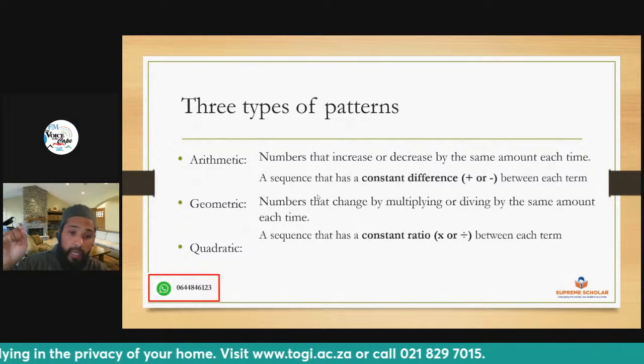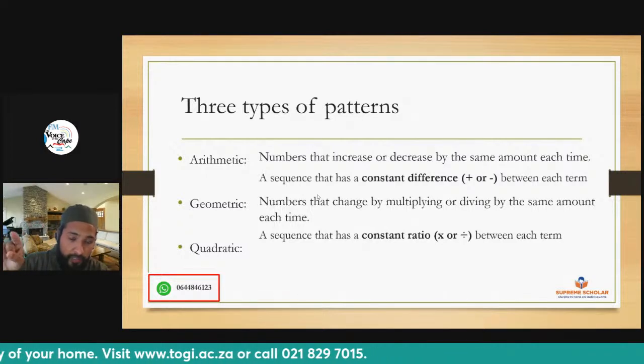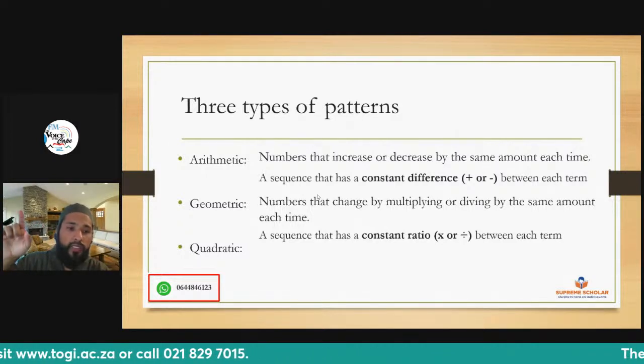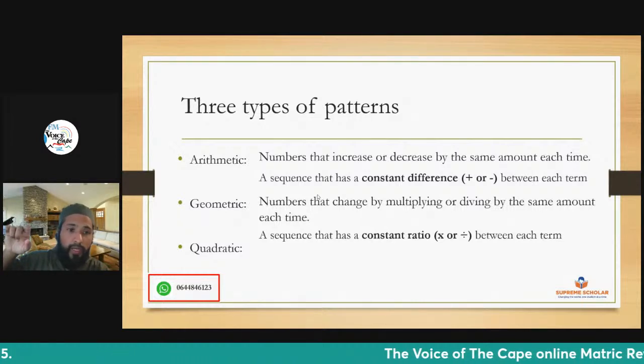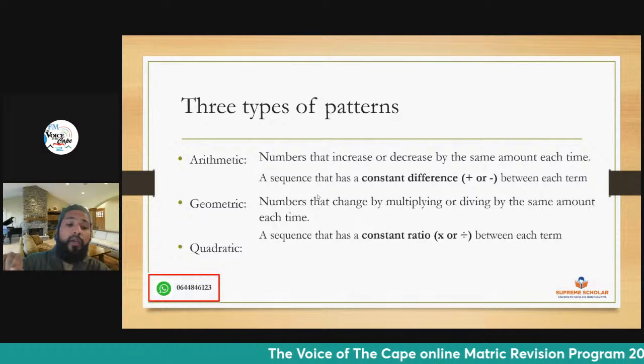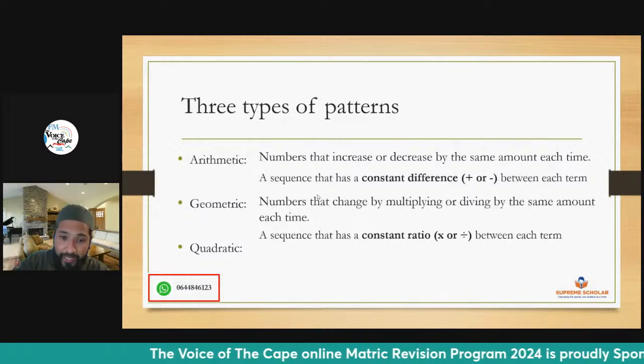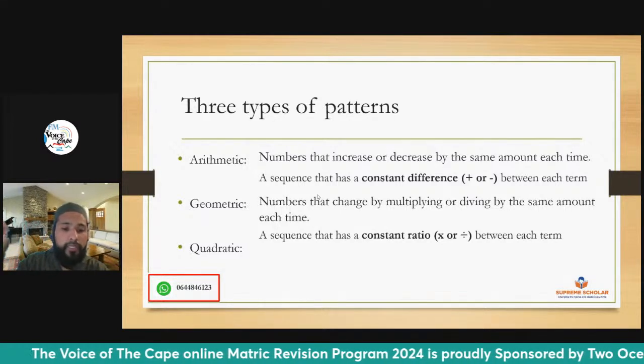That's a defining feature of a geometric pattern. I'll repeat, an arithmetic pattern has a first difference, a constant difference. In other words, if I subtract T1 from T2, I'll get the same number as T3 minus T2. For geometric patterns, if I divide T2 by T1, it will give me the same number as T3 divided by T2.